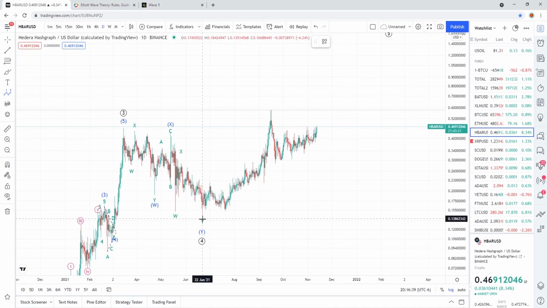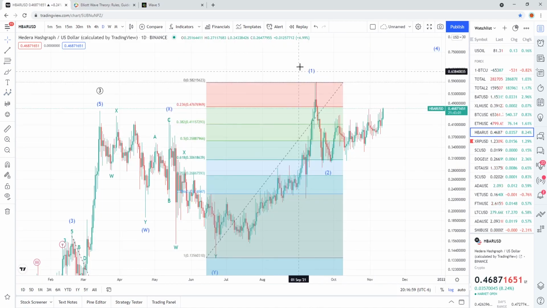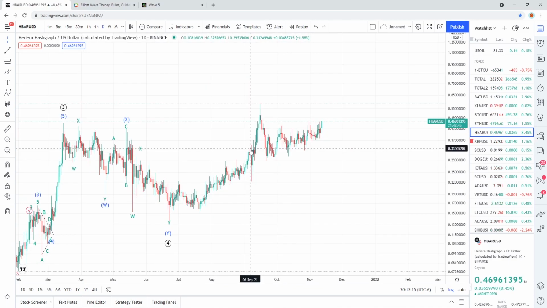The first one is going to be that this is a 1 wave, this is a 2 wave, and it is going on to set wave 3, 4, and 5. Wave 2 retraced a 0.618 Fibonacci level of this whole entire 1 wave, which is a very common retracement level for a wave 2.